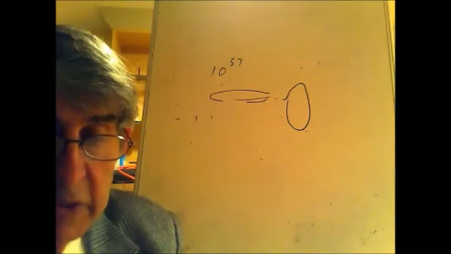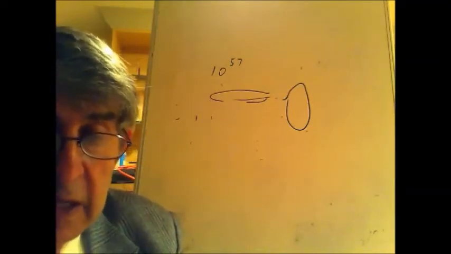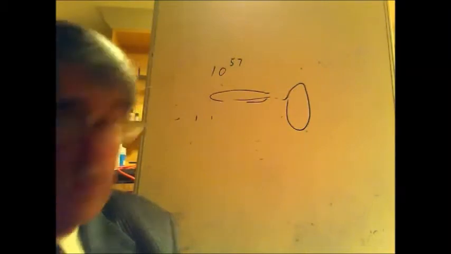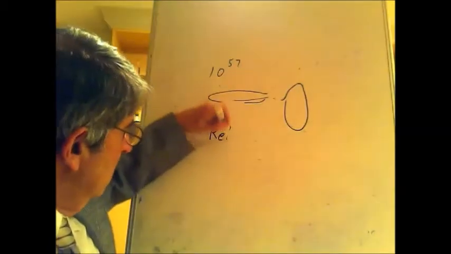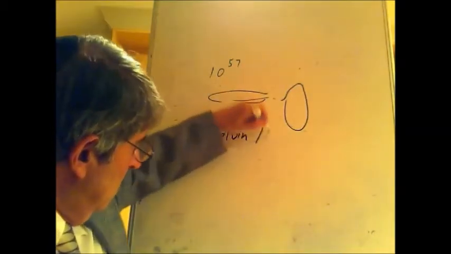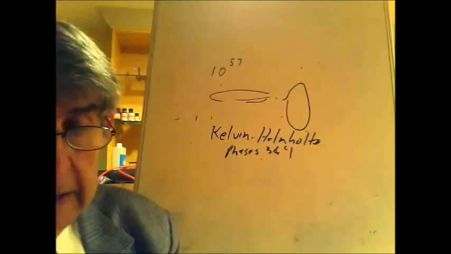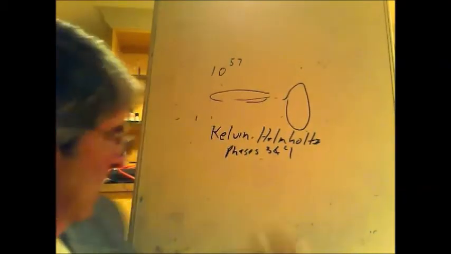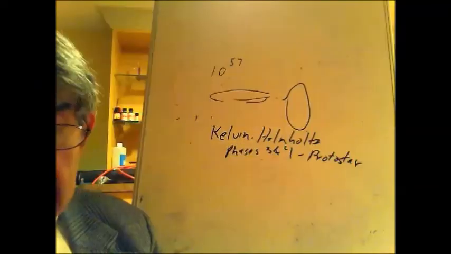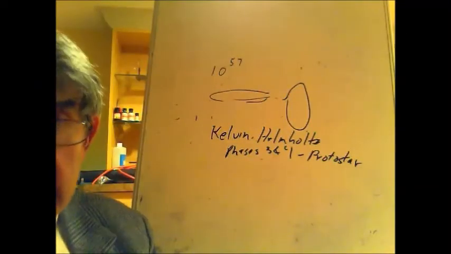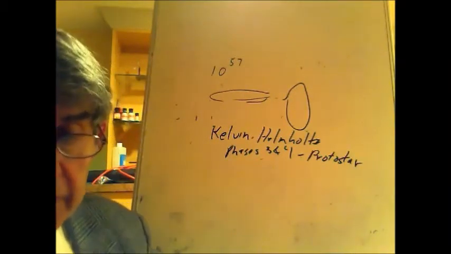Now, the 3rd and the 4th stage combined are collectively known as the Kelvin-Helmholtz contraction phases. You should know that. Kelvin, named after Lord Kelvin, and Helmholtz, another physicist. Phases 3 and 4. So in stage 4, we have the first object that we would call a protostar. And this means that we can actually see what appears to be a photosphere.